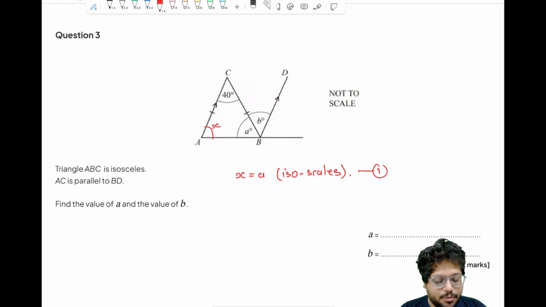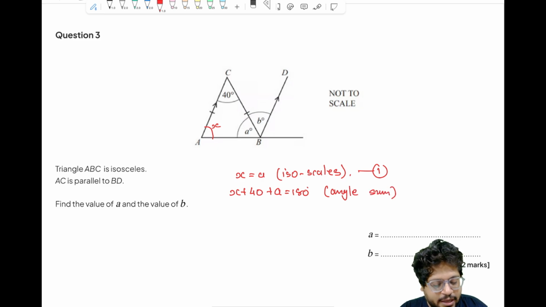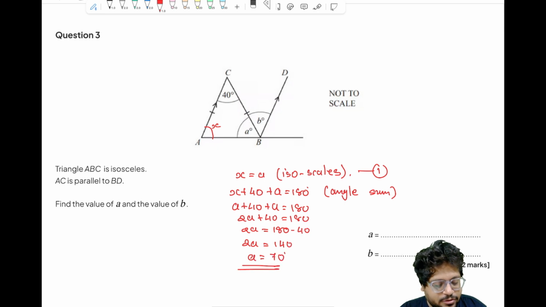Now let's use the angle sum property to find the value of A. In a triangle, the sum of all interior angles is always equal to 180. So X plus 40 plus A is equal to 180. Reason is angle sum, and X is equal to A only. So A plus 40 plus A is equal to 180. So 2A plus 40 is equal to 180. So make 2A the subject. 2A is equal to 180 minus 40, which is 140, and then 2 will go in division, so it will be 70 degrees. So A you have already found, that is 70 degrees.